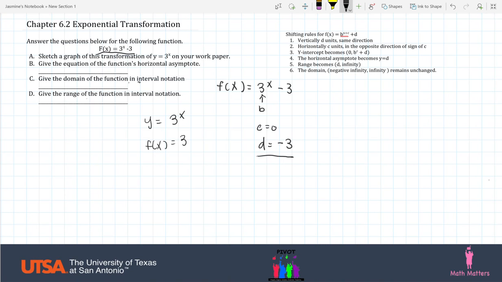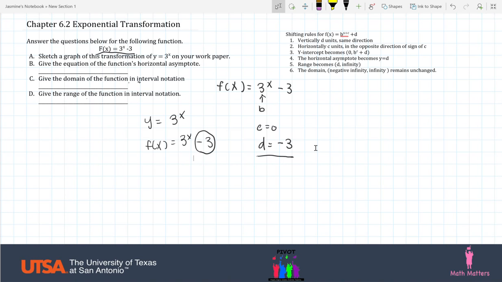So we have the original equation, y = 3^x. And then the new equation is f(x) = 3^x - 3. So we can see that this is the transformation. Because the transformation is outside and not next to the x, this is going to be a vertical shift, and we're shifting down 3 units.